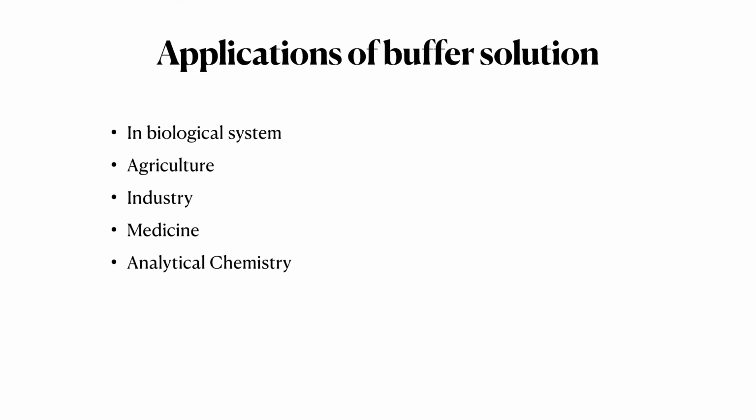And whenever a saline solution is given to the patient, it is important to maintain the proper pH of the blood by using the buffer system. Now, the second application is agriculture. There, the soils get buffered with the presence of some salts like carbonate, bicarbonate, phosphate, and organic acids. So the choice of fertilizers depends upon the pH of soil.